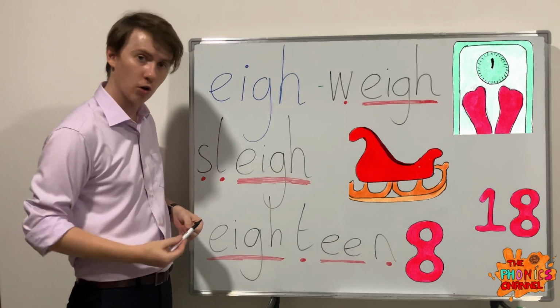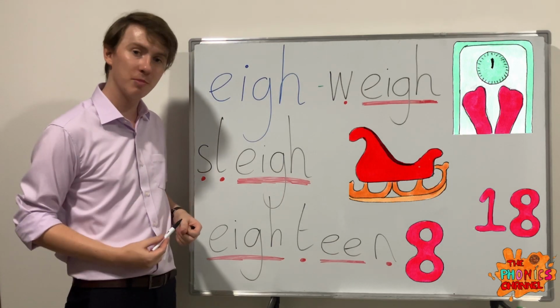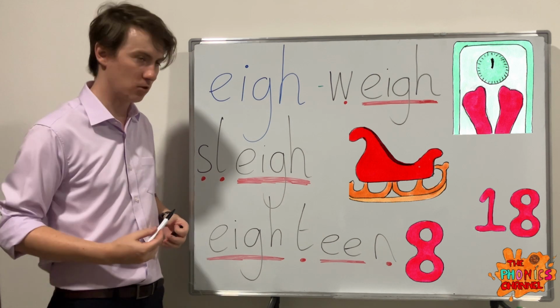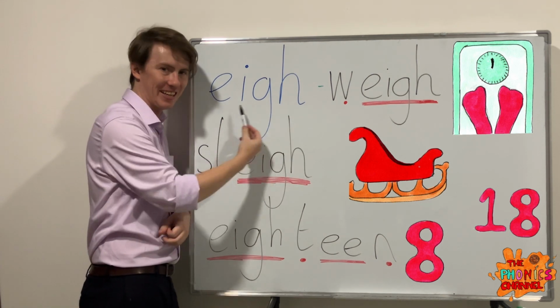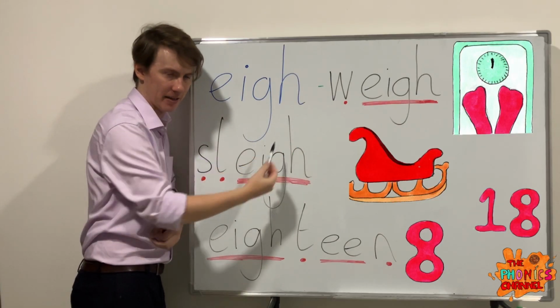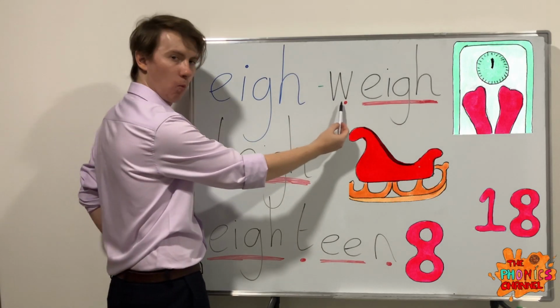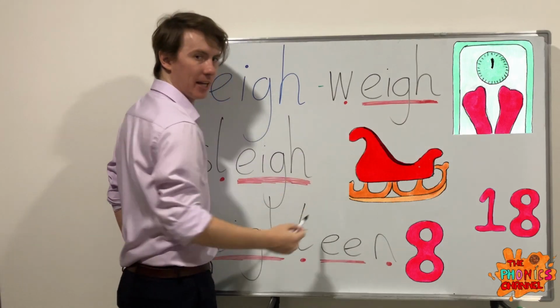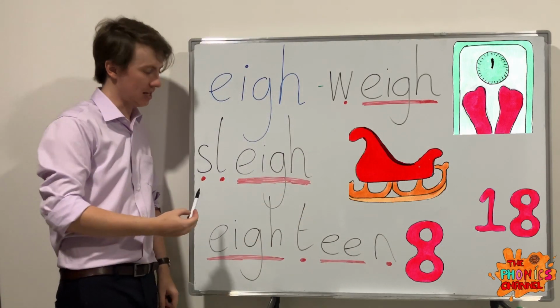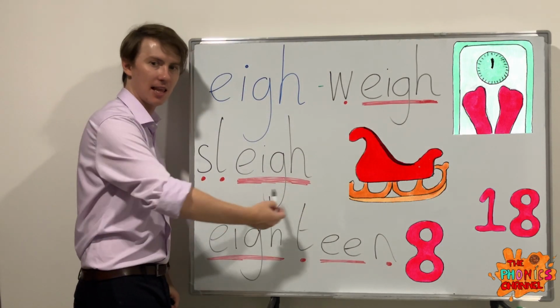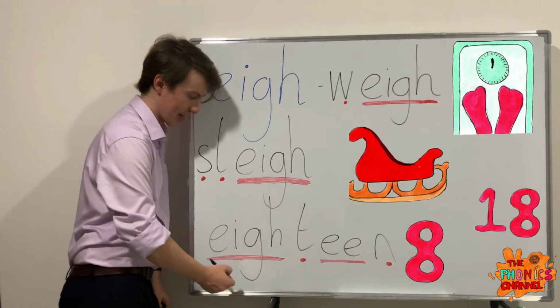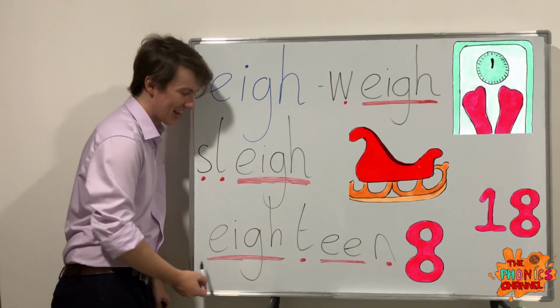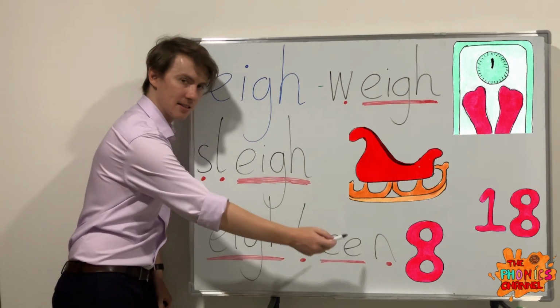Make sure you're saying it along with me at home to practice your pronunciation. We had the quadgraph A, way, way. Okay, sleigh, sleigh. And 8 or 18, 8 or 18. Okay.